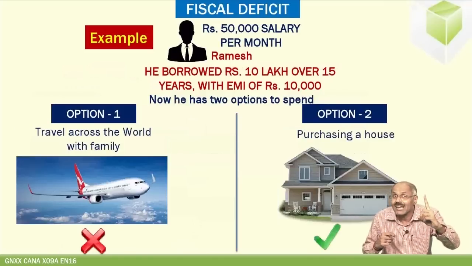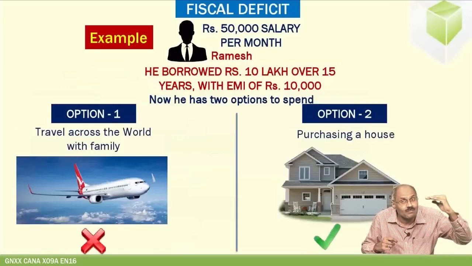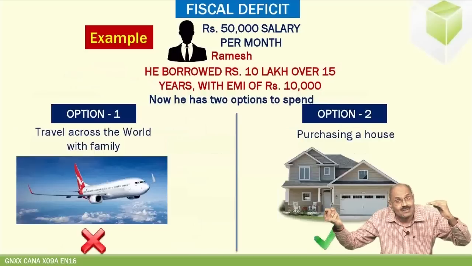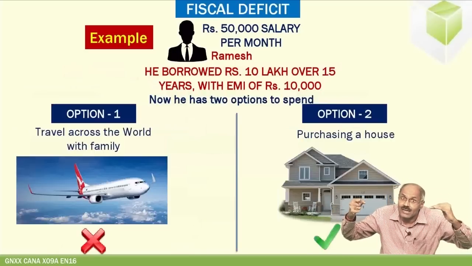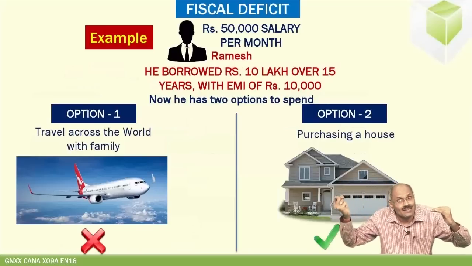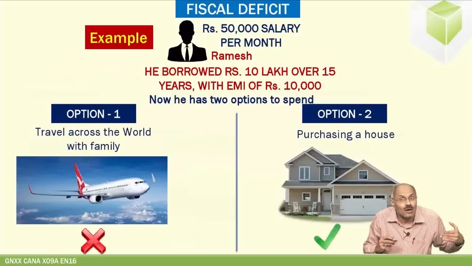So in Ramesh's case, we have clearly seen 2 things. One is there is a limit of borrowing. Second is how to spend that money. There is a limit on borrowing, and the second important aspect is how to spend that money. He will definitely vote for spending that money by purchasing a house.